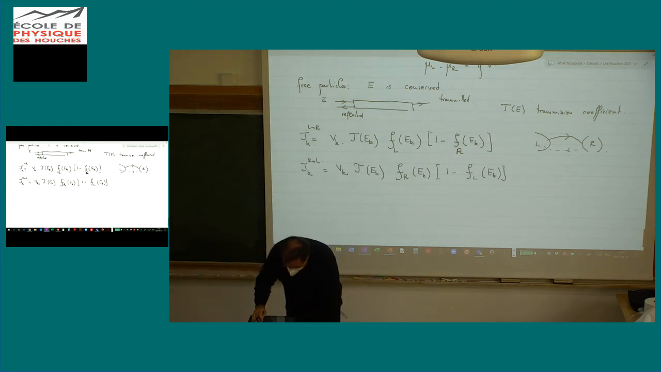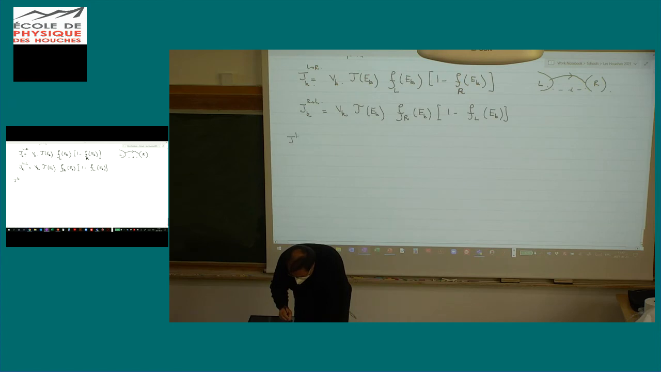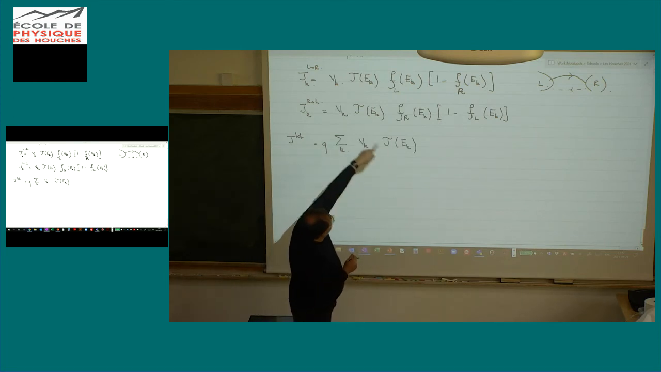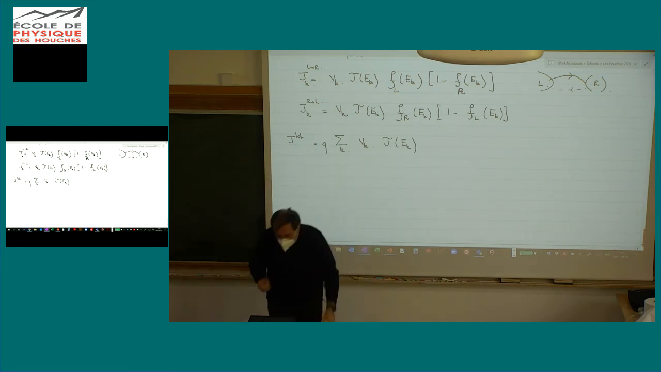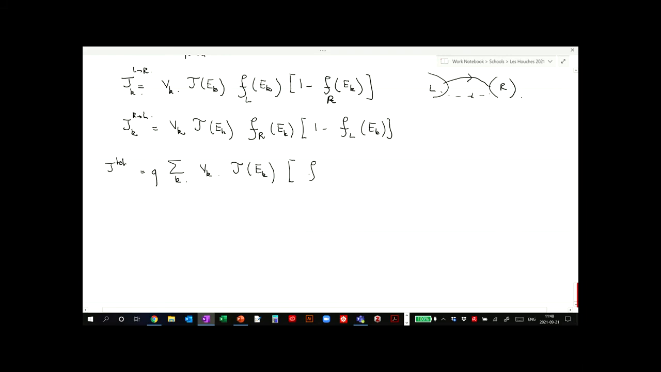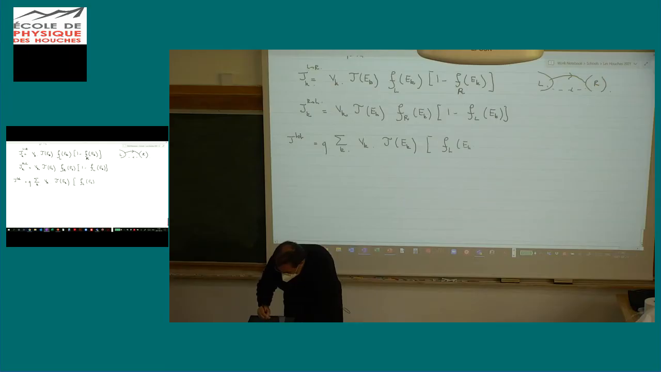And so the total current, J total, is what? It's the sum over k. I probably forgot a factor of q for the charge if you have charges. I have the velocity vk here. I have the transmission T at the energy ek. And then I have the difference of these two factors. But you see that the cross products cancel each other. FL, F right cancel each other. And the only thing that is left is FL of ek minus F right of ek. So I have here FL of ek minus F right of ek.